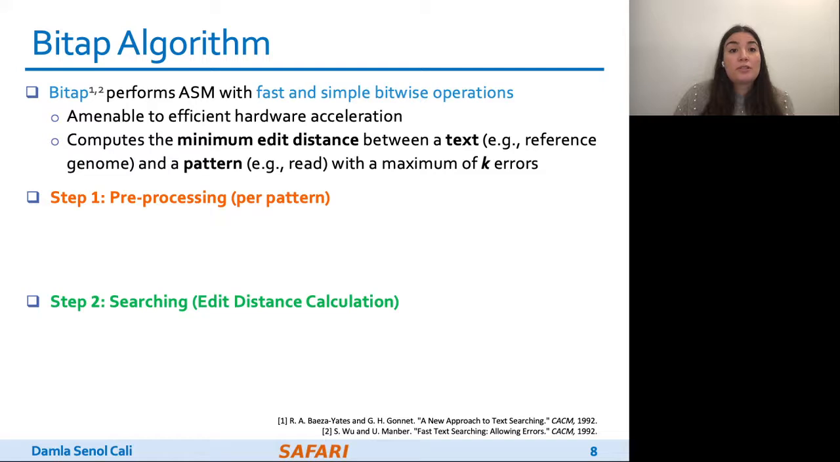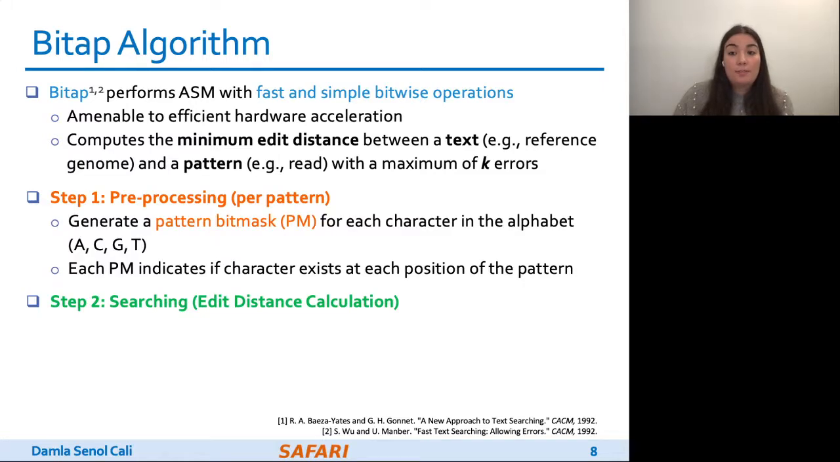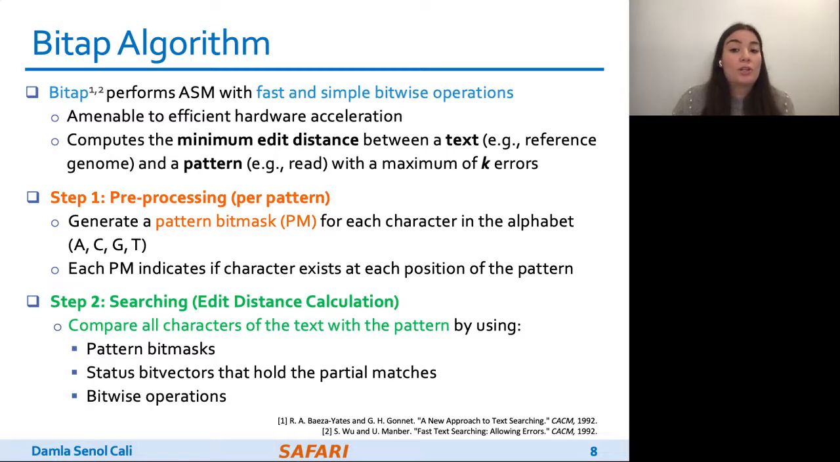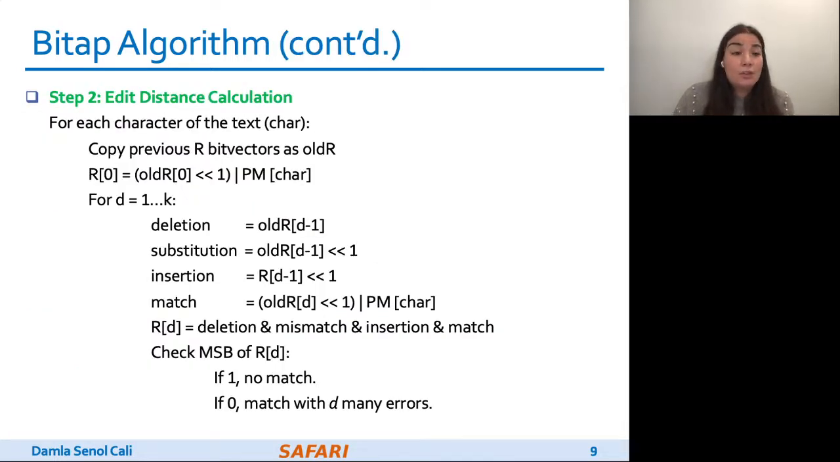Bitap starts with a pre-processing procedure where we generate one pattern bitmask for each character in the alphabet, which are A, C, G, T in our context. These pattern bitmasks help us to represent the query pattern in a binary format. The second step, which is search or edit distance calculation, is the main step of the algorithm. Here, we examine each text character one by one using the pre-processed pattern bitmasks and status bit vectors, which are updated at each text iteration and hold the partial match information for the text characters examined so far, and the simple bitwise operations. I won't get into the details of the algorithm, but let me highlight three key properties of it.